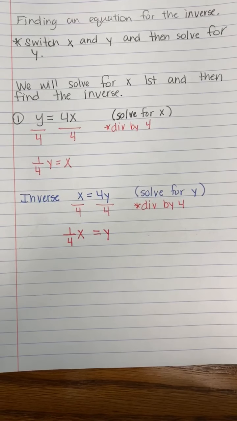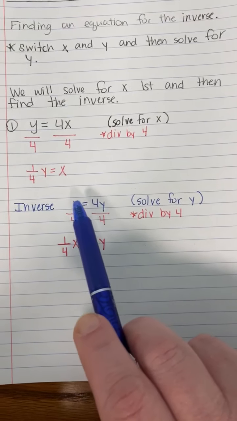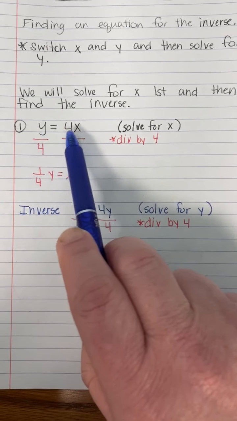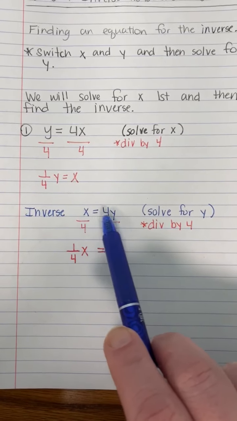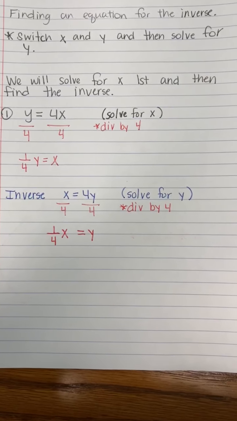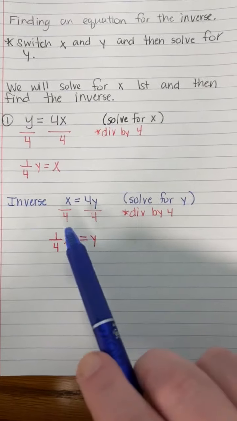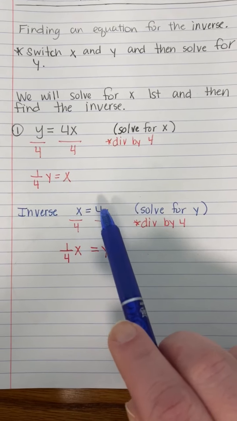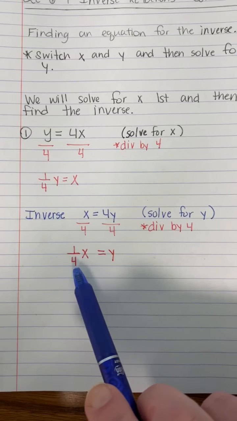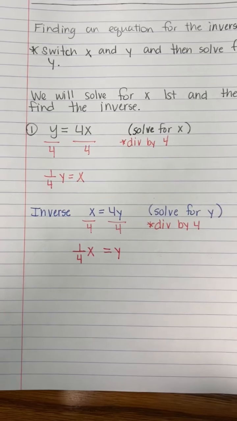All right, for the inverse, notice that I flipped the x and the y around. This was y equals 4x. Now the inverse is x equals 4y. And then you solve it. And the steps are the same, okay? I need to get the y by itself. They're multiplying by 4, so I need to divide by 4. This time it turns into 1/4 x equals y.